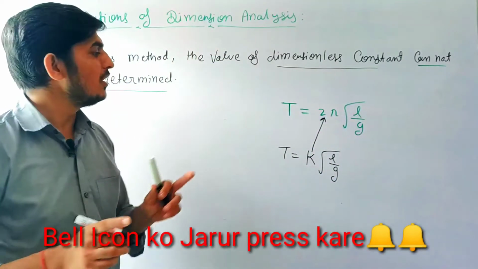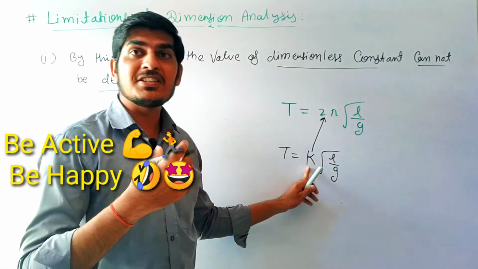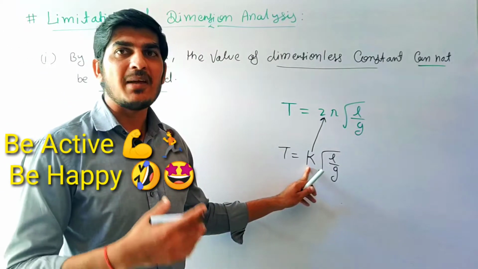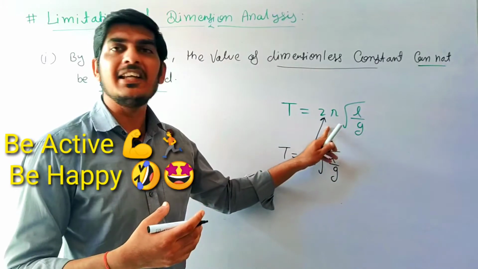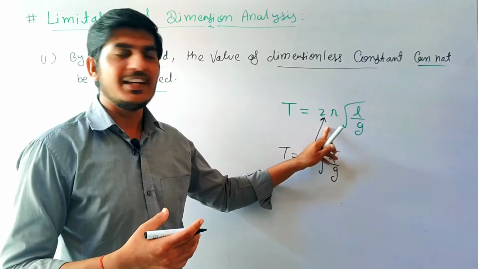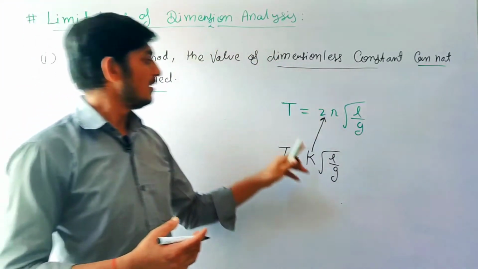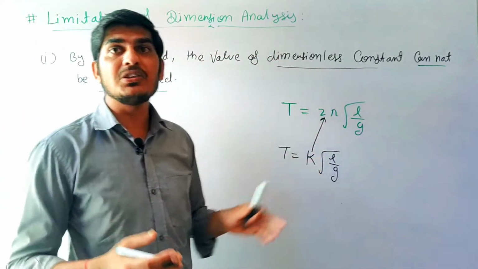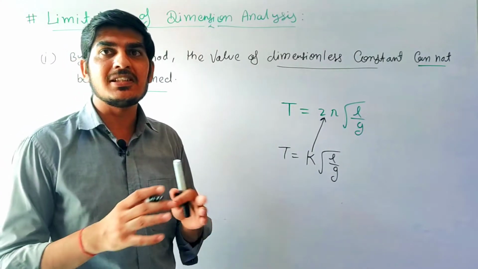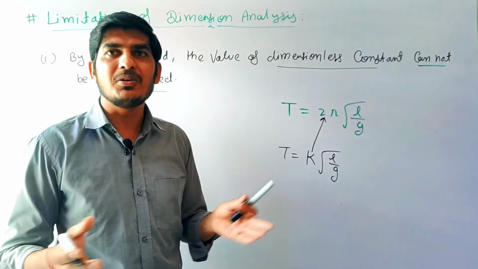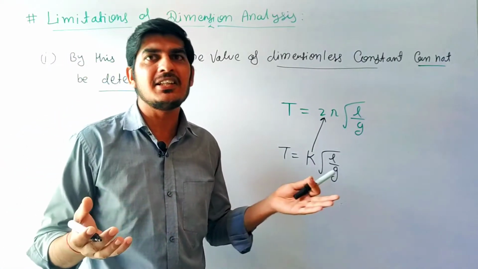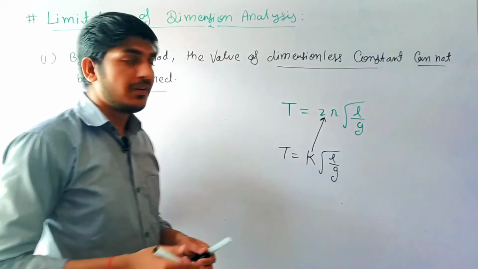Got the point? This was determined by experiment; dimensional analysis could not find it. Okay, so we can't say by using dimensional analysis that the value of k is equal to 2 pi, because it is dimensionless. So dimensional analysis fails here because there is no dimension, so it can't say anything. Got the point? Very good.